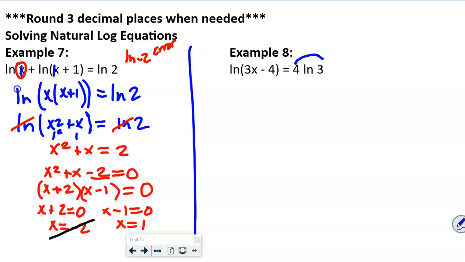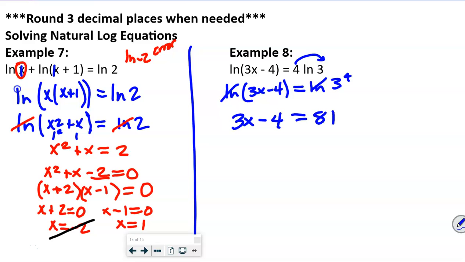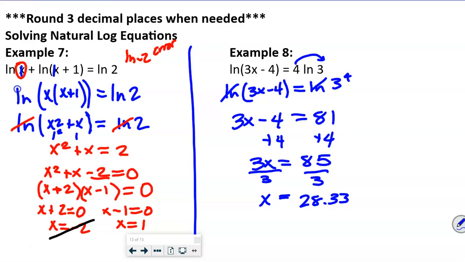So over here, we're going to move this first. Remember, we can use all our properties. So we got ln of 3x minus 4 is equal to the ln of 3 to the 4th. Again, we can take those away. So this is 3x minus 4 equals 3 to the 4th, which was 81. We're going to add 4 to both sides. So 3x equals 85. Divide both sides by 3. So x is equal to, I got 28.333. Okay. If you put that number back up in there, you will see that it is indeed the same. And so this one checks out as well.